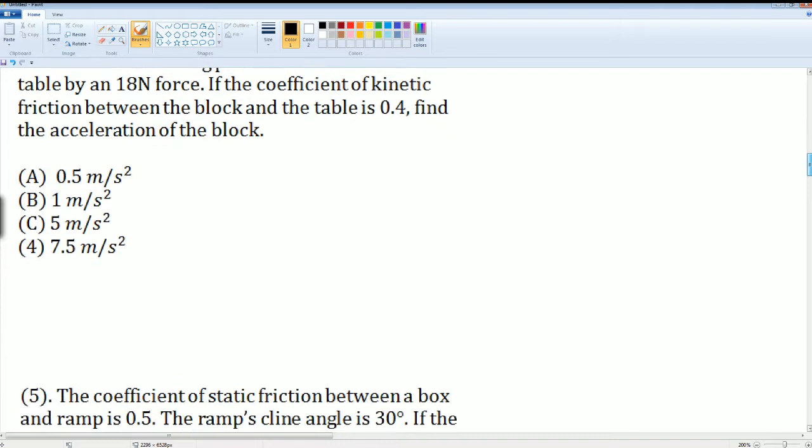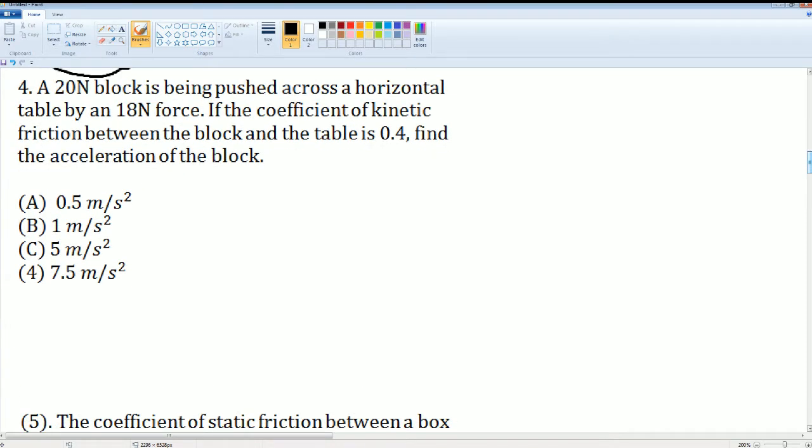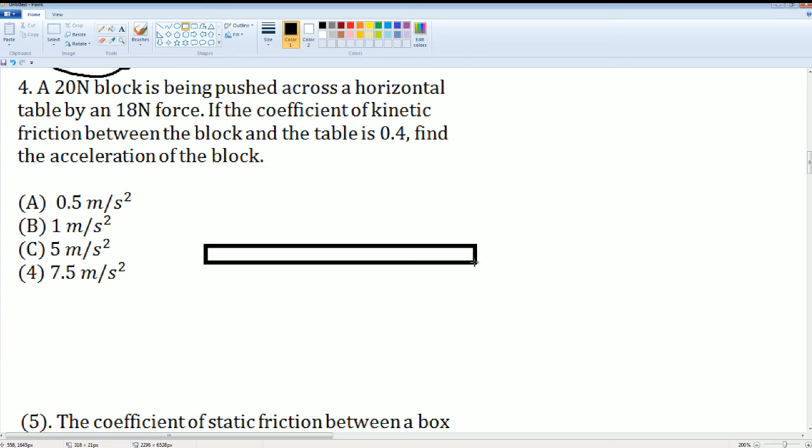All right, let's take a look at this. Number 4. A 20 Newton block is being pushed around on a horizontal table by an 18 Newton force. If the coefficient of friction between them is 0.4, find the acceleration of the block. Okay, cool. This is just a horizontal surface, so it's going to be very smooth for us to do this problem. Okay, let's just set up the block.